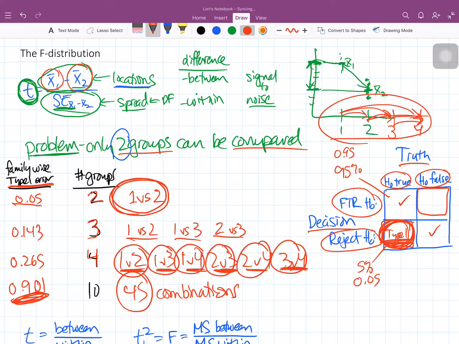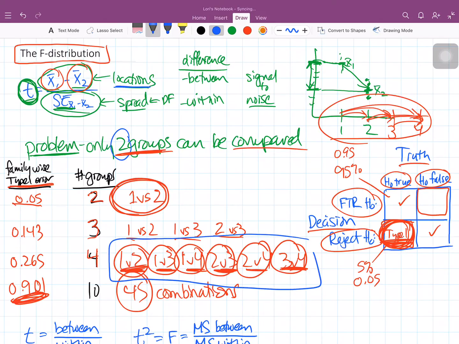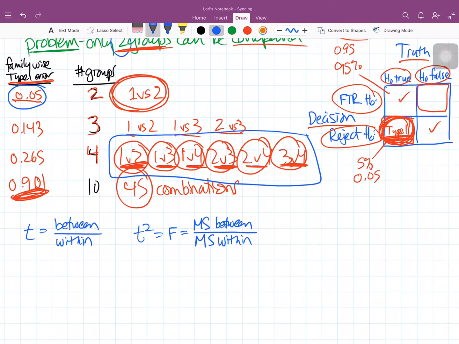And so the more chances you have of making that error, the more combinations of two groups, then that family-wise type 1 error just elevates and elevates and elevates. Hence, that is the whole reason that we have an F distribution, is that we need to be able to test all of these possible combinations instead of 2 at a time. We need to be able to test all of them in one test that has 0.05 error for the whole entire thing.